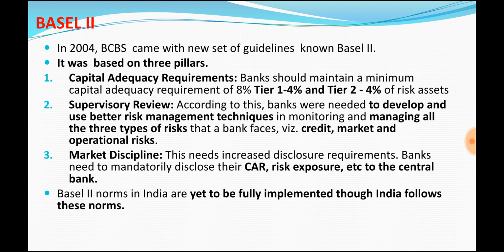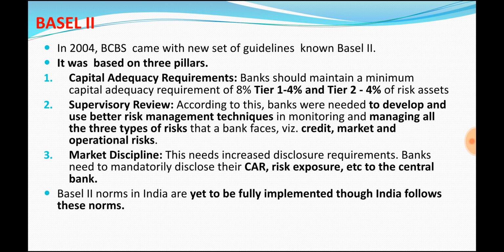So for example, it is based on three pillars. The first pillar is the capital adequacy requirements. Here it said that a bank has to maintain a minimum capital adequacy requirement of 8%. But it clearly specified that the tier 1 capital should be 4%. We saw what tier 1 capital and tier 2 capital are.